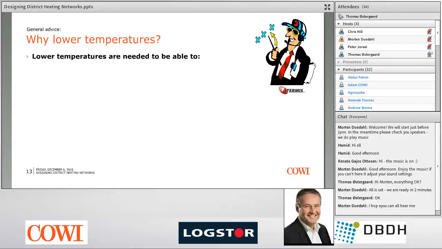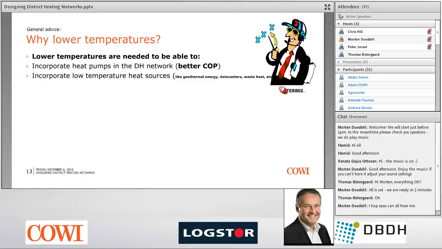We have to use lower temperatures so we can incorporate heat pumps in the district heating network, and we get the better COP. And of course, incorporation of heat pumps in the district heating network is something that we need in many ways. Incorporate low temperature heat sources like geothermal energy, data centers, waste heat, and such. Also necessary, and something we do by using lower temperatures. Lower the heat losses. That has been essential in the Danish transition, but now we have low temperature networks, and that gives money on the bottom line every year.